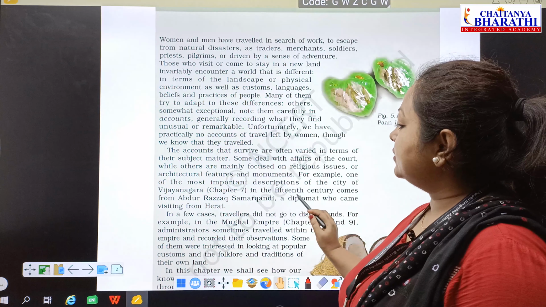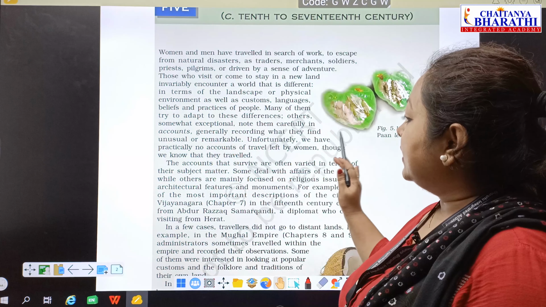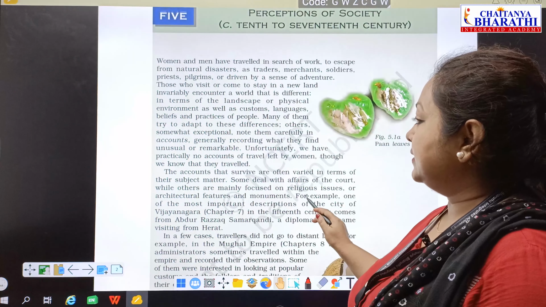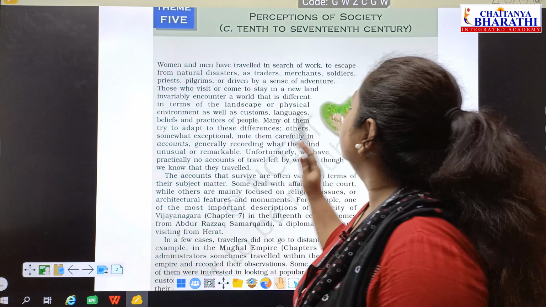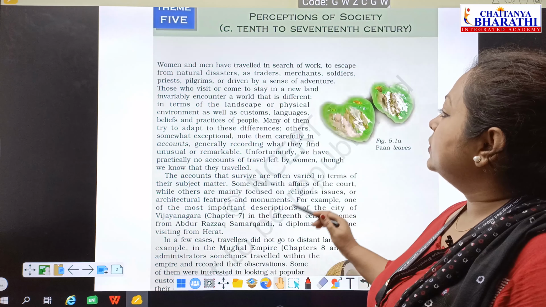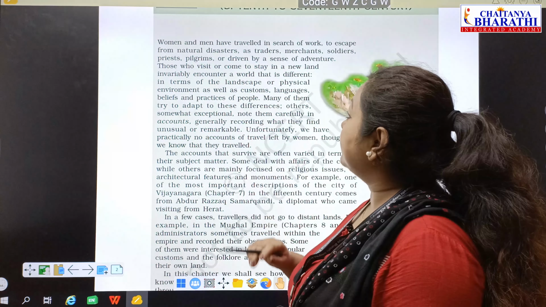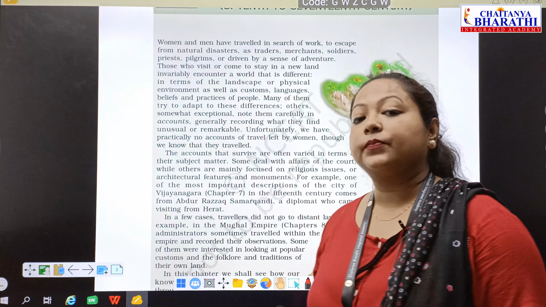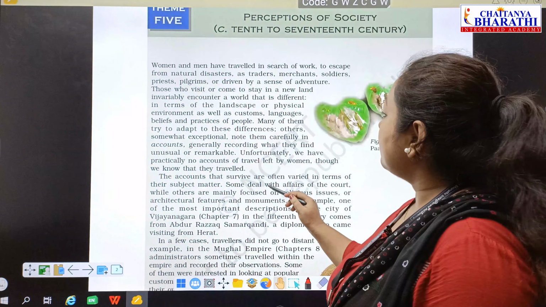This is an introduction of the chapter, where the different things taken into account in this chapter have been described: the women and men that traveled for work, for food, and then the merchants, the soldiers, the priests, the pilgrims, who traveled from place to place for different reasons.